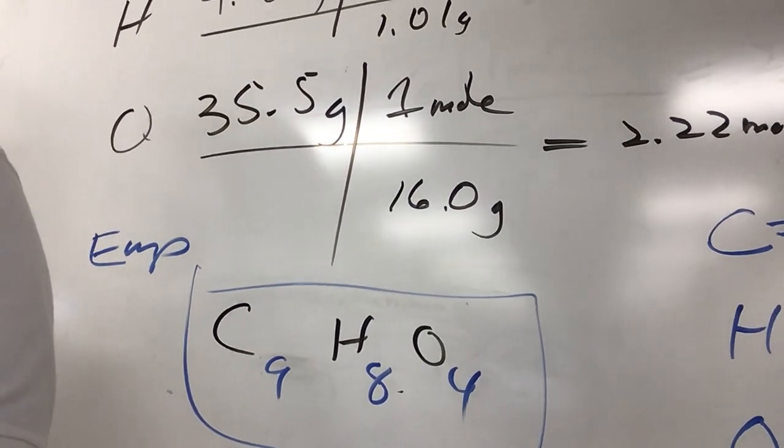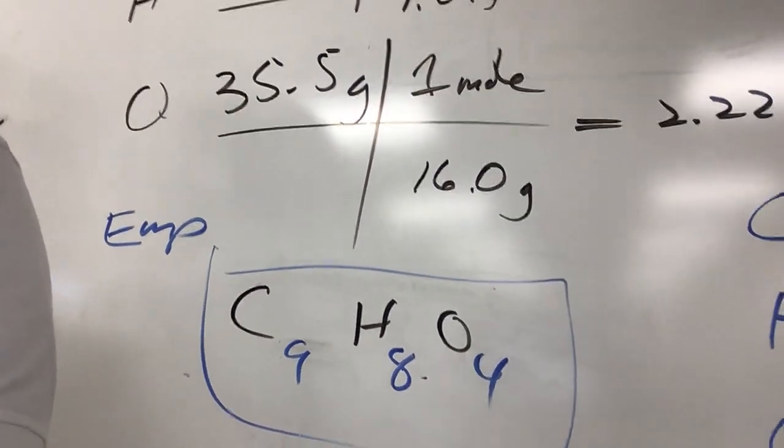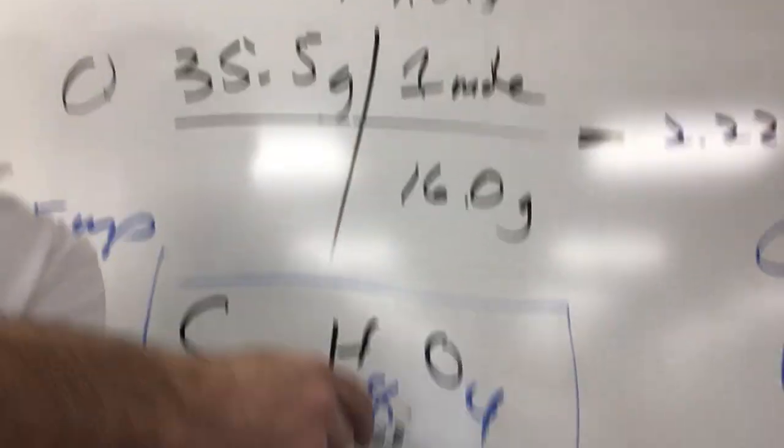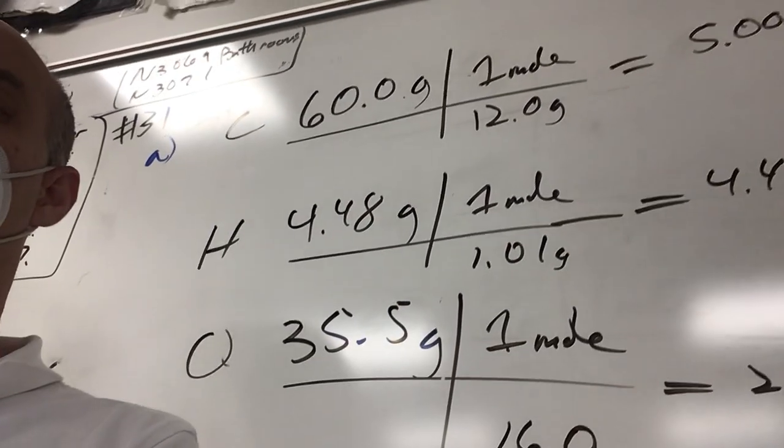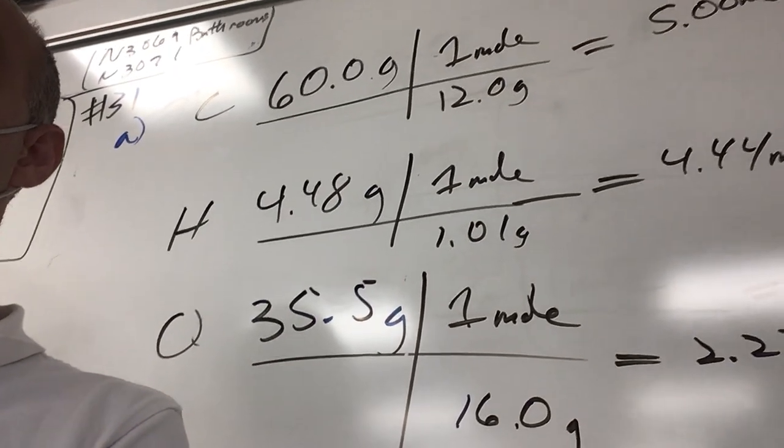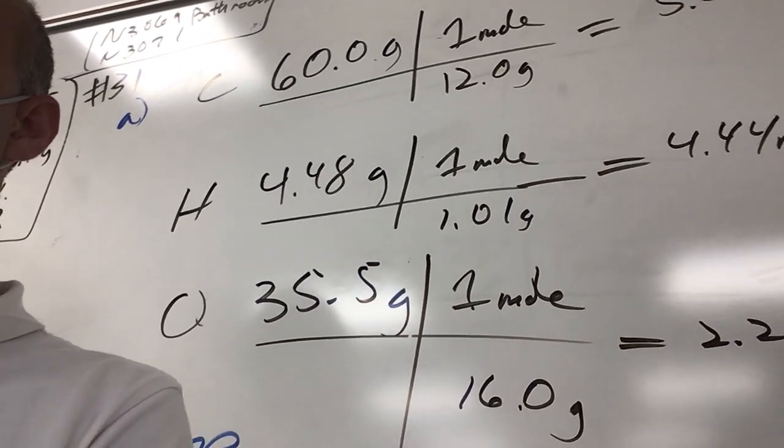The simplest ratio of elements. So Ridley, it's 9 to 8 to 4. Okay, that's the simplest ratio. We're doing this for elements, carbon, hydrogen, oxygen. Right, Jackson?